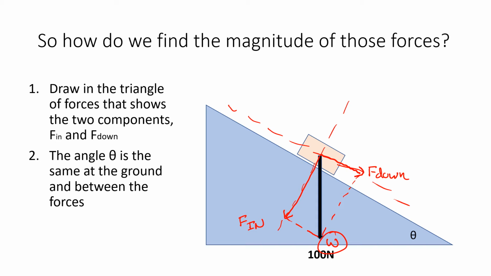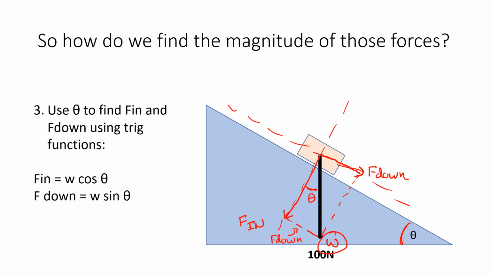Now, a couple quick notes. This is a rectangle, so F down is also over on this side right here. And the other thing to note is that this angle theta is the exact same as this angle right here. It is also a theta that we'd be measuring there. If you want to get into the geometric proof of that later, we can do that. If you don't care, that's fine too. But that is the same angle in measurement right there. Okay, great. Now we want to use theta to find F in and F down using our trig functions.